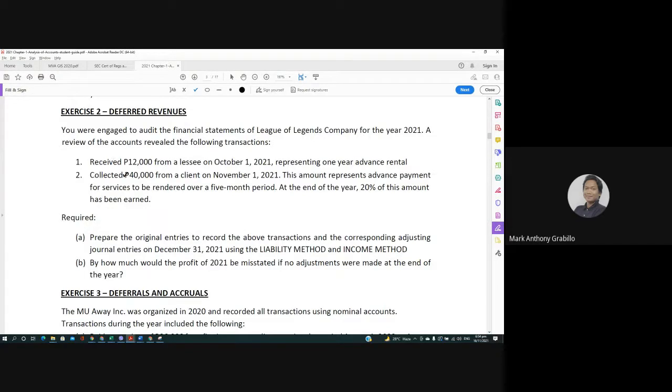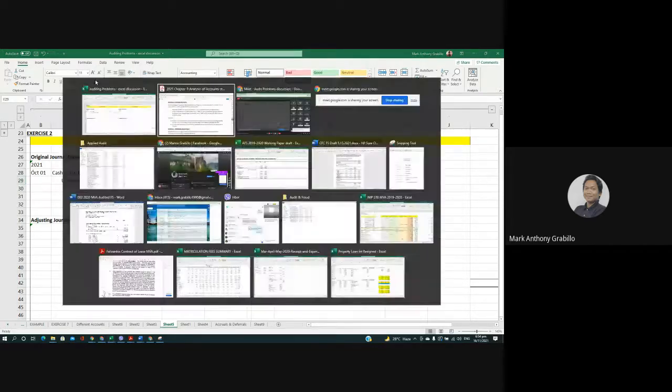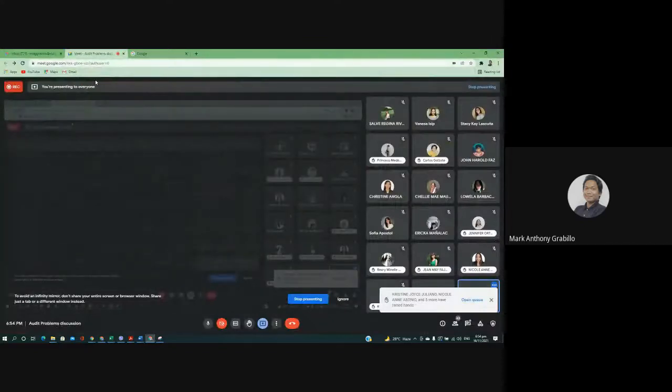So, pwede po bang paulit? 12,000 po pala, sir. Sorry. 12,000. Alright, okay. So, tama naman, diba? So, okay lang yan. It's okay. That's normal for us, diba? Debit cash, 12,000 and then credit unearned rent income. So, tama po yung sinabi, diba? Alright. And then another one.